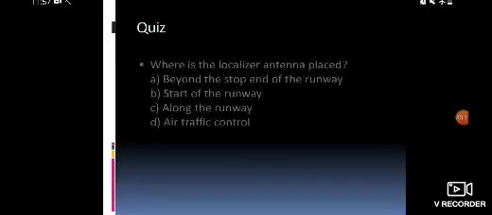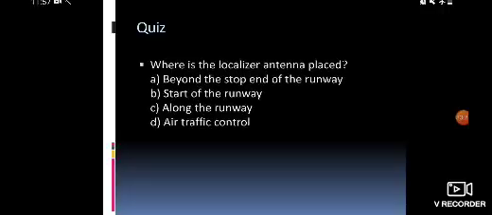The next question: where is the localizer antenna placed? The first option is beyond the stop end of the runway, or the start of the runway, or along the runway, or air traffic control. Please note this question.